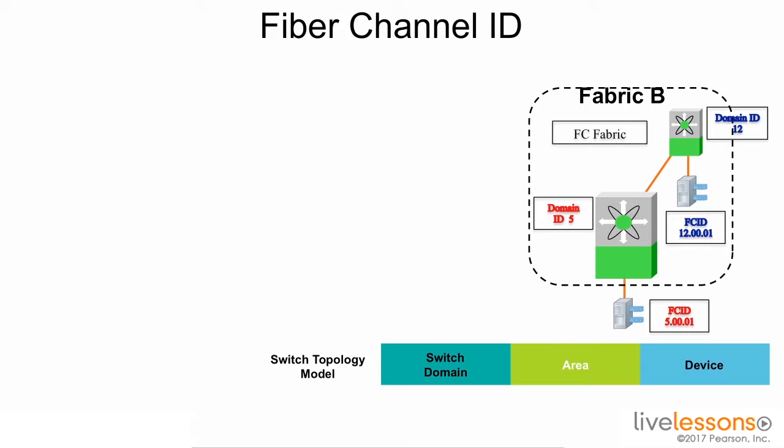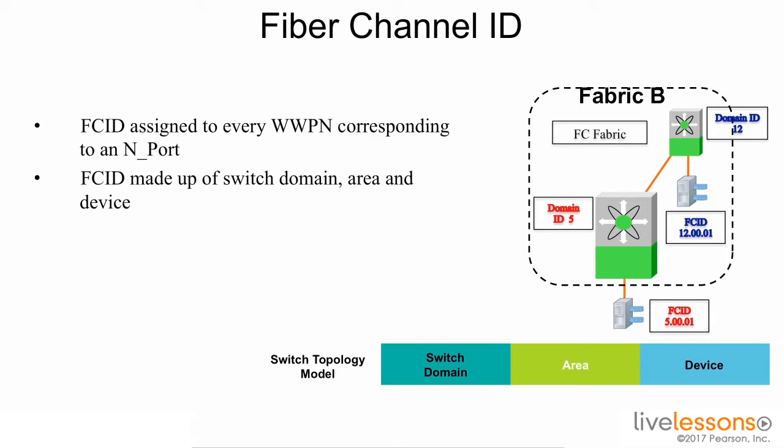Now, I mentioned during that process that there were Fibre Channel IDs assigned. These Fibre Channel IDs are kind of like an IP address on an Ethernet network. A Fibre Channel ID is assigned to every worldwide port name corresponding to a node port. A Fibre Channel ID is made up of a switch domain, an area, and a device.